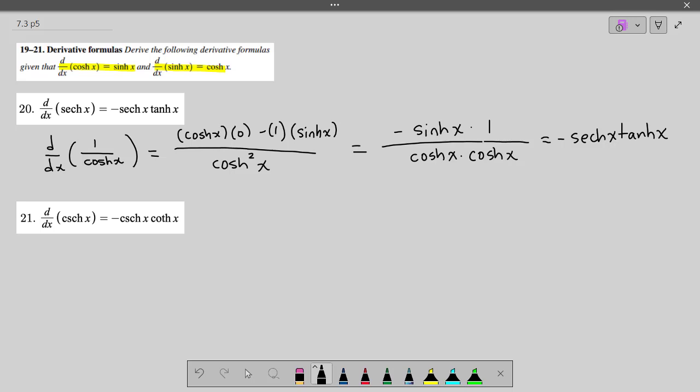Any part of that you're not sure about? Or you all do 21 then, same idea. Rewrite cosec in terms of sinh or cosh, use the quotient rule, and just make sure that you can run through it. And I'll do a quick roll while you're doing that.